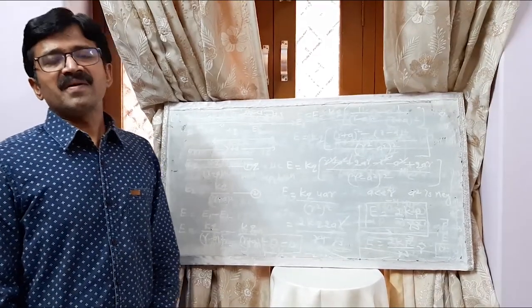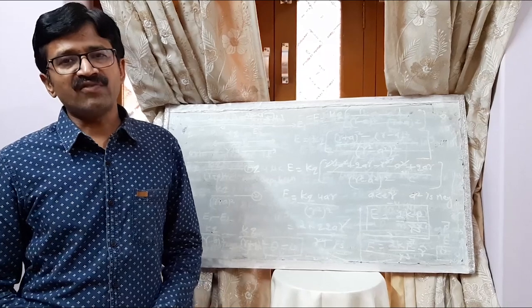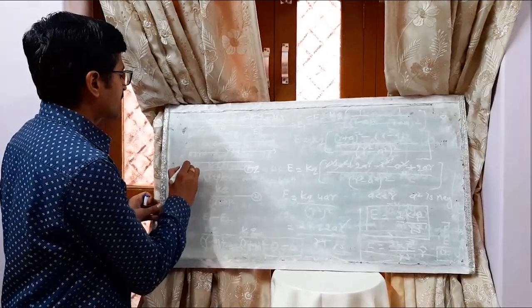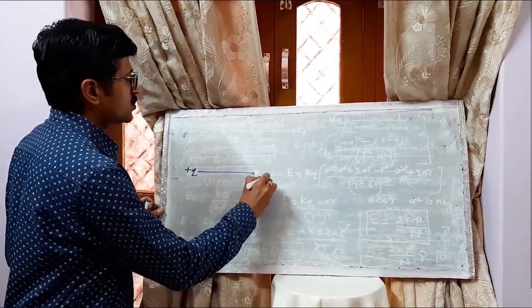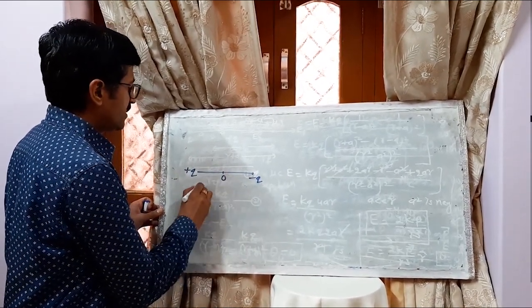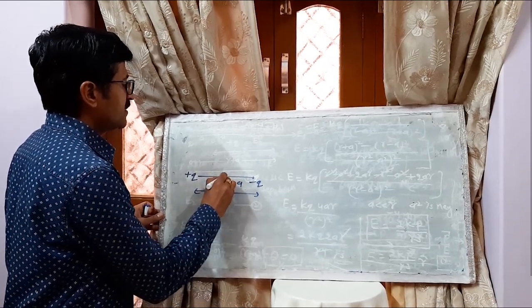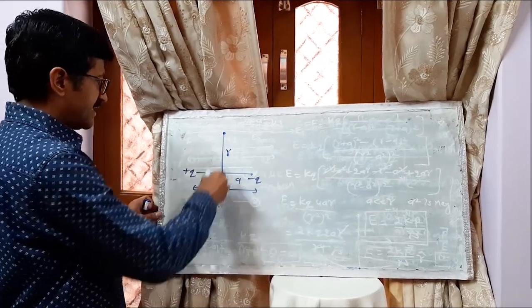Now we discuss electric field intensity on the equatorial axis of an electric dipole. This is supposed to be an electric dipole, plus q and minus q charge. This is the center. It is 2a separation, a and a. This small r is the distance. It is an equatorial axis.